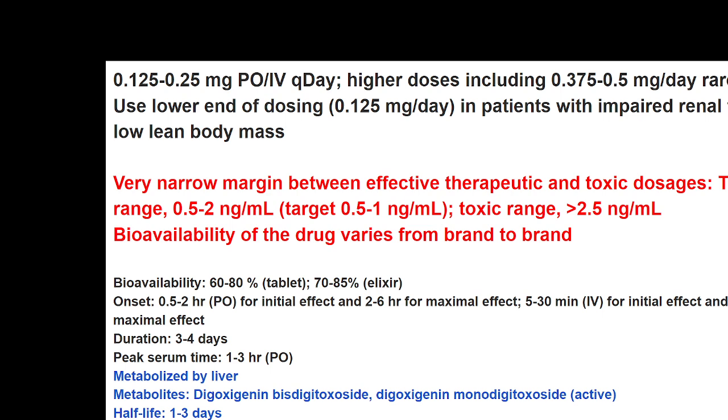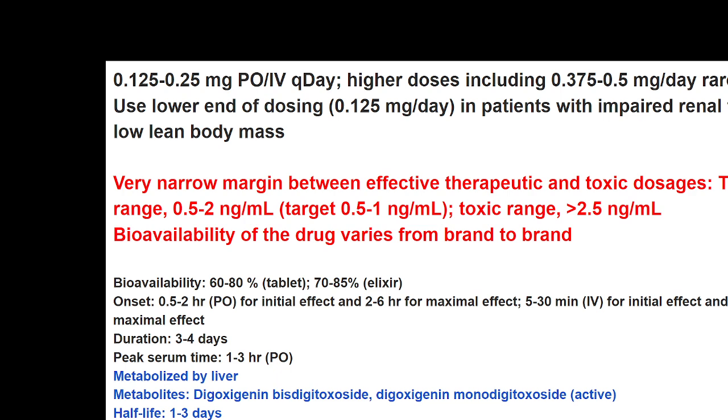They are not usually given, and usually a lower dose of 0.125 milligram per day in patients with impaired renal function or lower body mass is always preferred. In thin patients, it's always preferred.